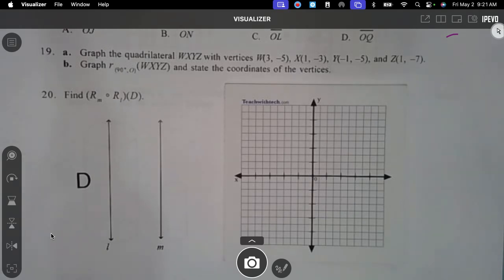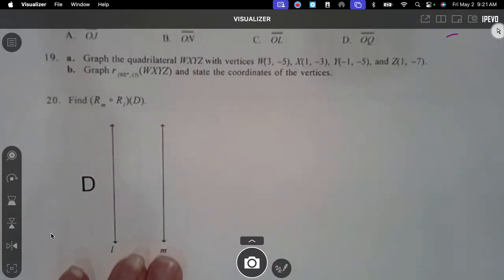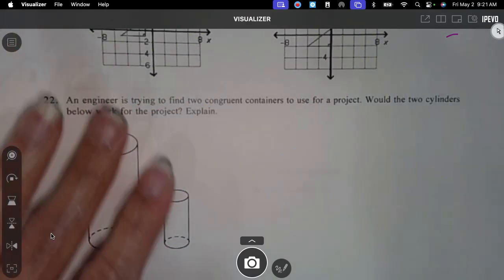Number 20, it says, take D and reflect it across L. This one always goes first on the inside. Then reflect it across M. So if I reflect it across L, it would look like that, wouldn't it? That's awful. Then if I reflect it across M, it's going to look like regular D. There's your answer. So 2 little reflections. Okay, next one. Still moving along.